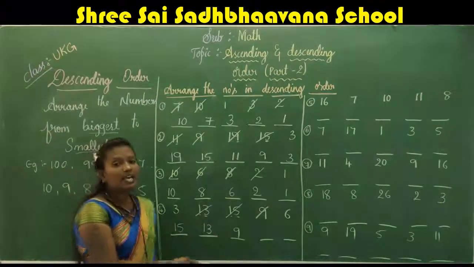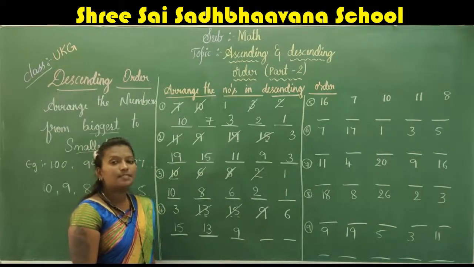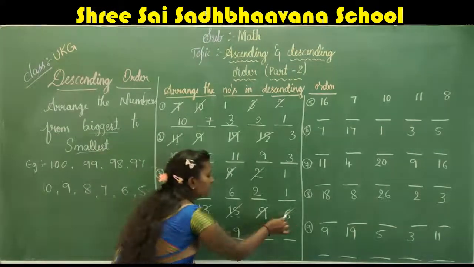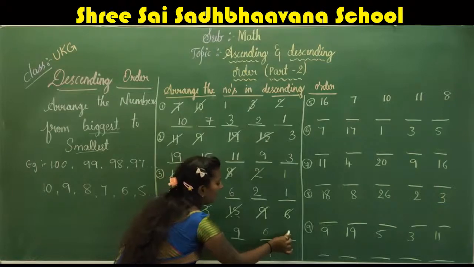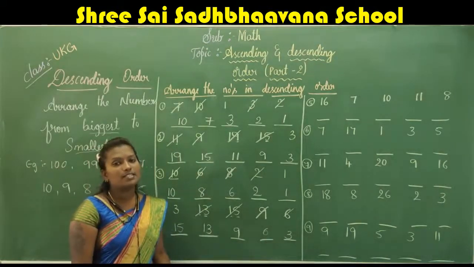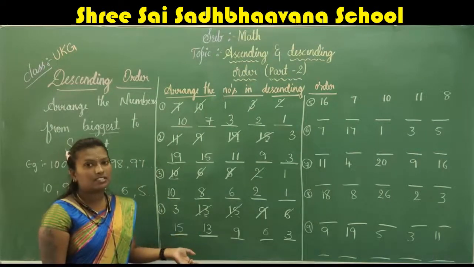Next, number 6 and number 3. Which is the biggest number here? 6 is bigger than number 3. So the 6 we have to write in the fourth place. And last number is number 3 because 3 is the smallest number. That's why we have to write at the last.